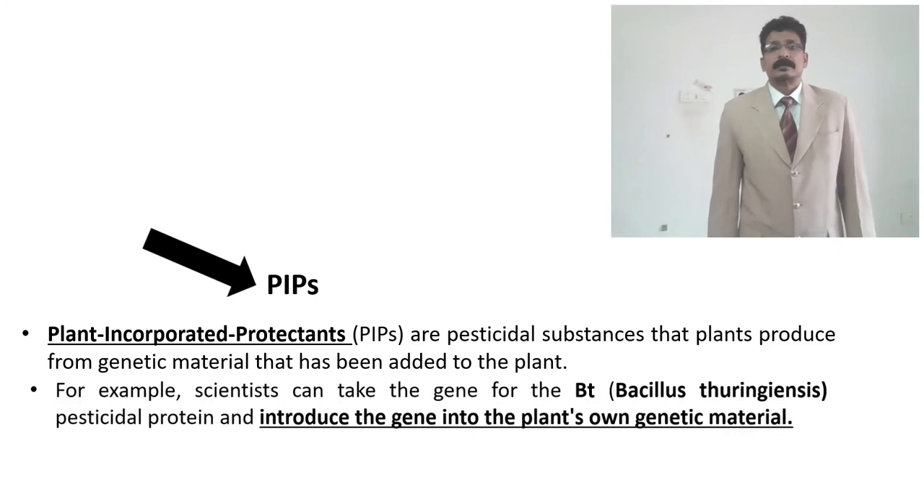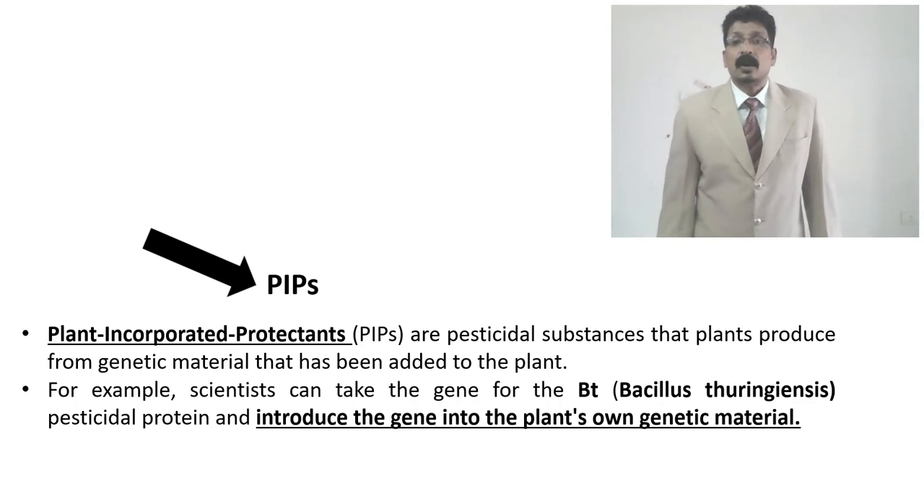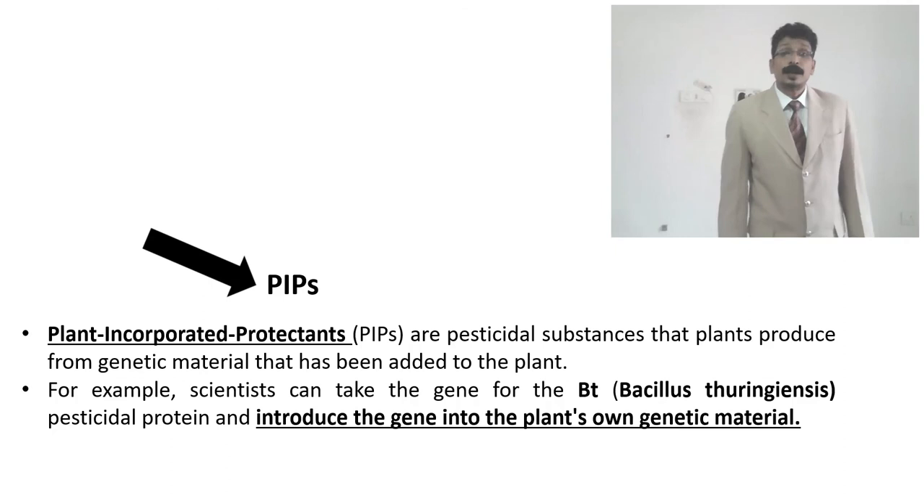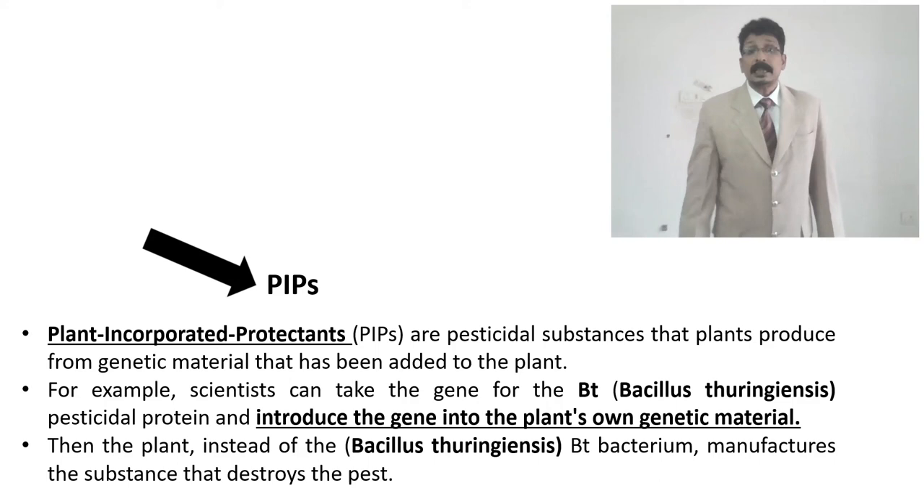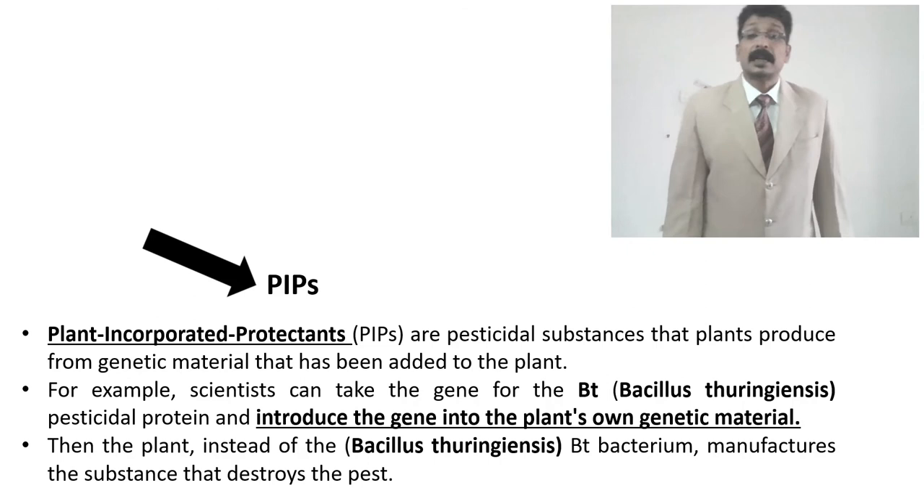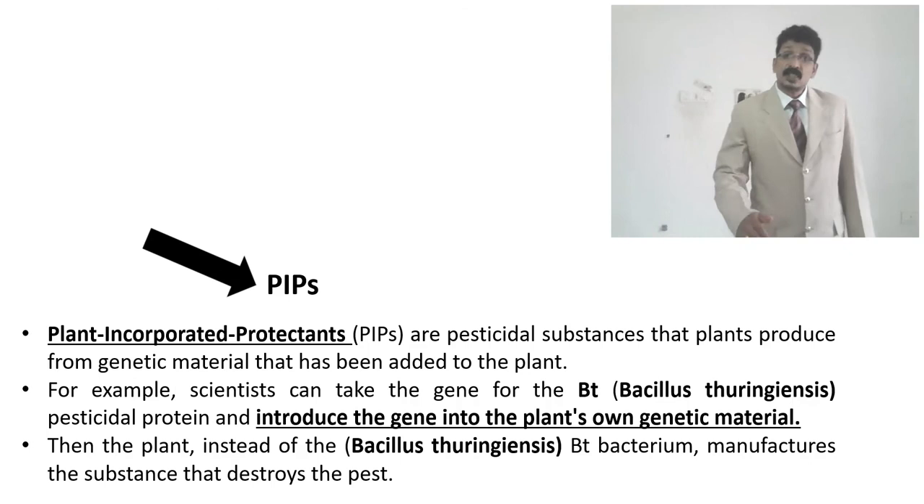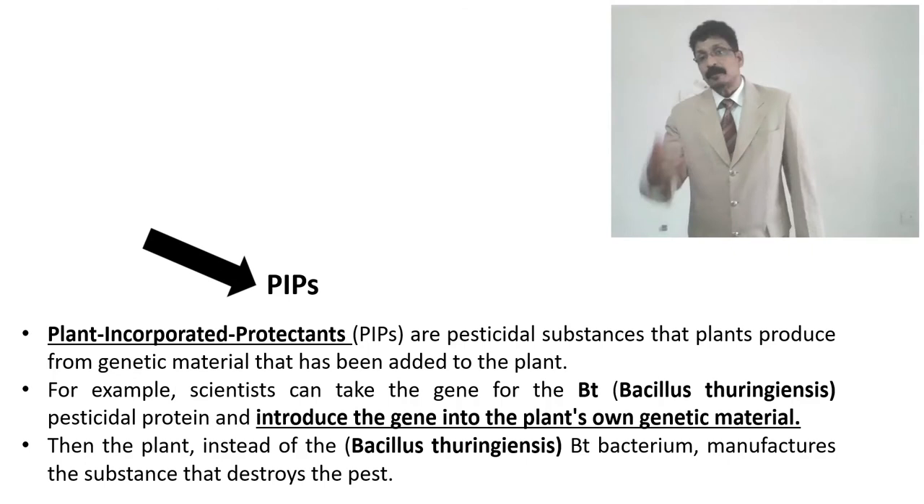For example, scientists can take the gene of the Bacillus thuringiensis pesticidal protein and introduce the gene into the plant's own genetic material. Then the plant, instead of the Bacillus thuringiensis bacterium, manufactures the substance that destroys the pest. So the pest control itself can be developed in the particular species.